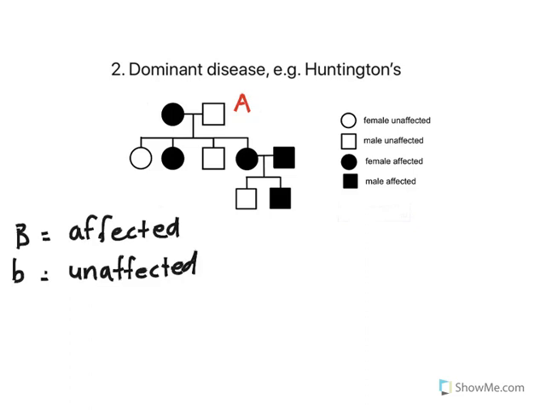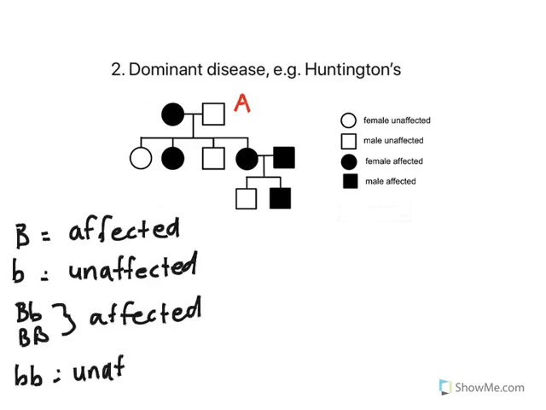So again, we have 3 possible genotypes. We have affected, which is going to be big B, little b, or big B, big B. So if they're heterozygous, they are affected, and unaffected is going to be 2 little b's, because unaffected, i.e. not having the disease, is recessive.